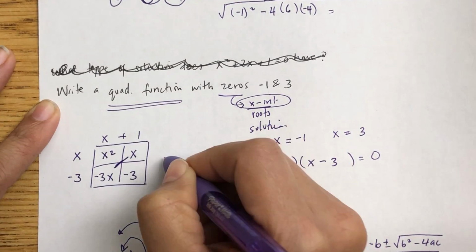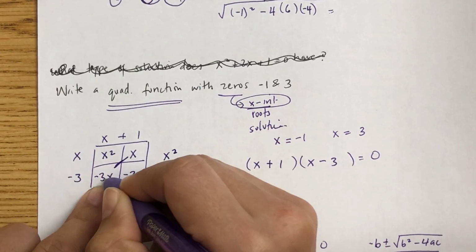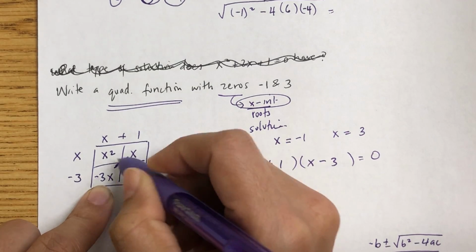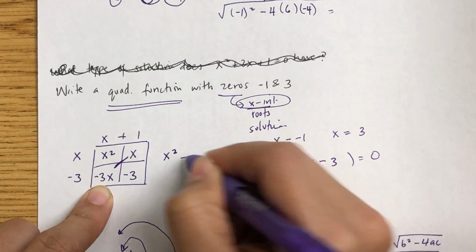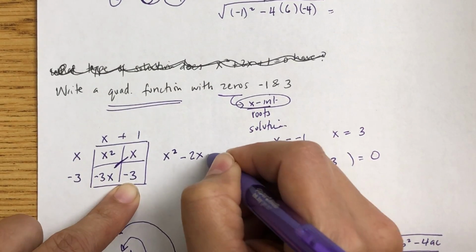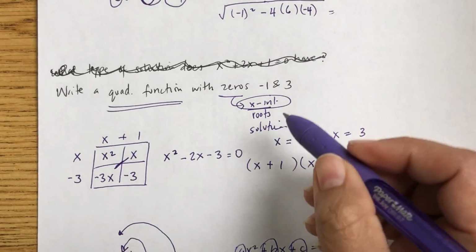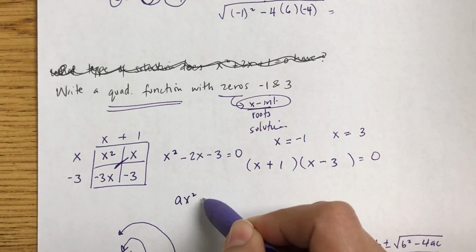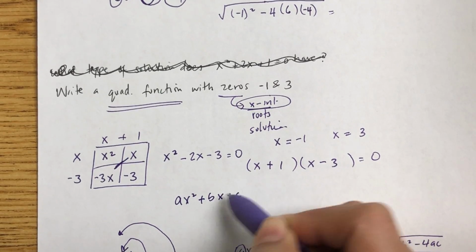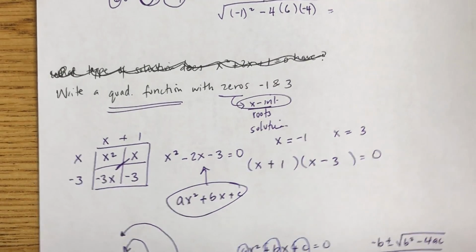Combine like terms, so you're going to have x squared. Then you have negative 3x plus x. Negatives win because I have more people. By how many? 2. So negative 2x. And then minus 3. So that's my quadratic function now. A quadratic function, remember, has to be in ax squared plus bx plus c form. So that's a quadratic function. That's what it is.